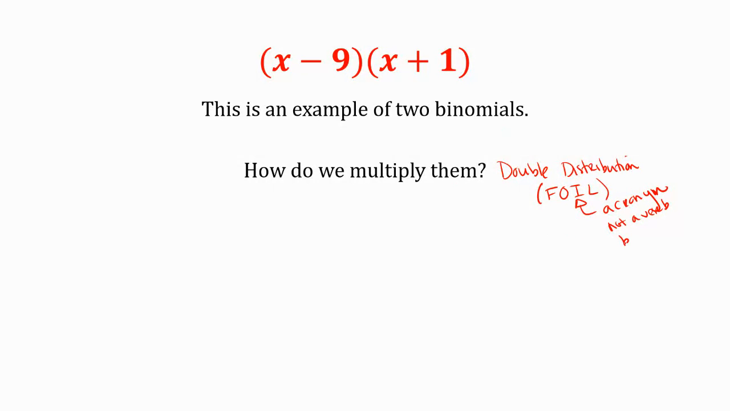So some of you guys might remember a box method. That's great, but we're going to try to move away from this. That's not something we want to see on everyone's paper as we're doing this. We want to be able to use double distribution to multiply this out, to expand this. So when I'm saying double distribution, we're going to distribute the x, and we're going to distribute the -9. When I do that, I'm going to get x squared plus x minus 9x minus 9.